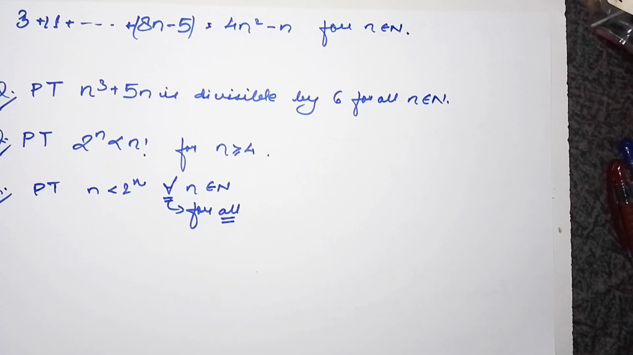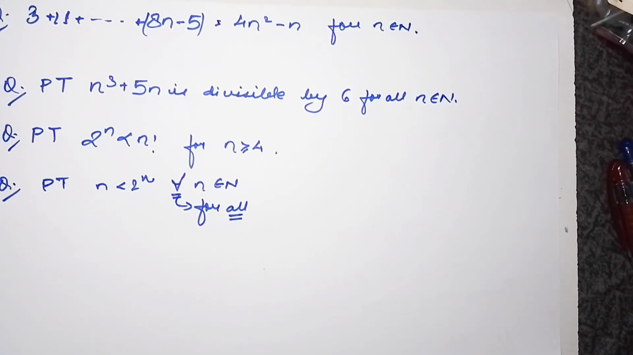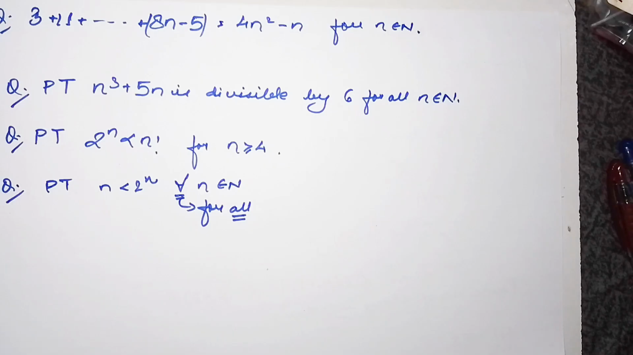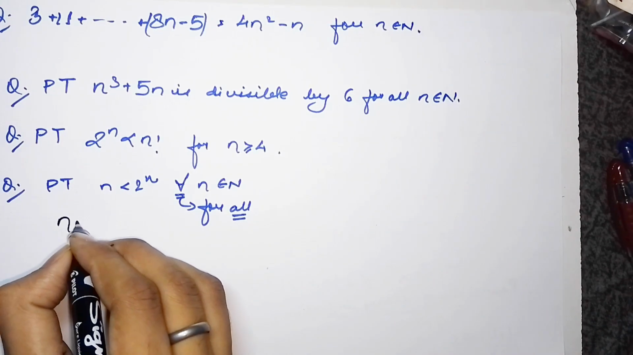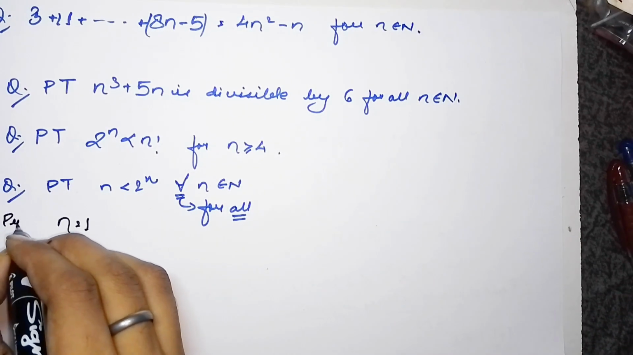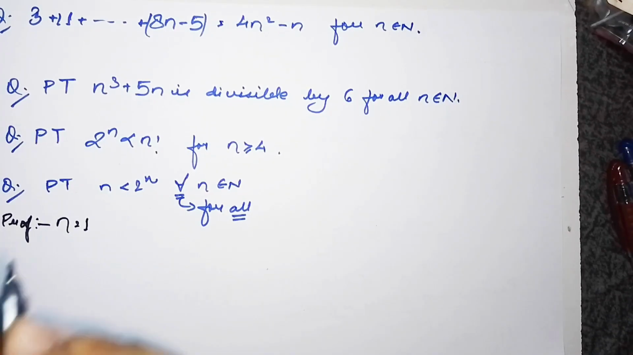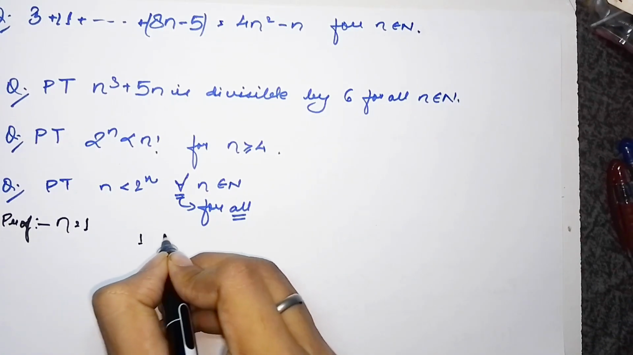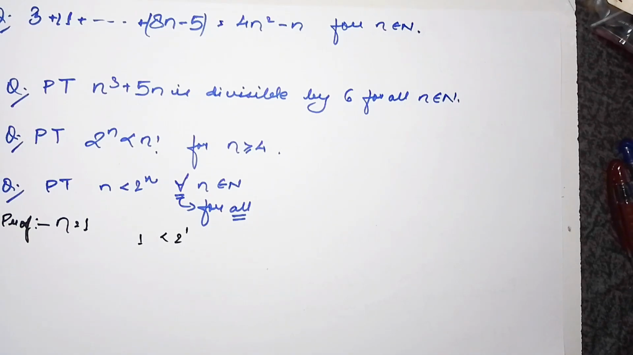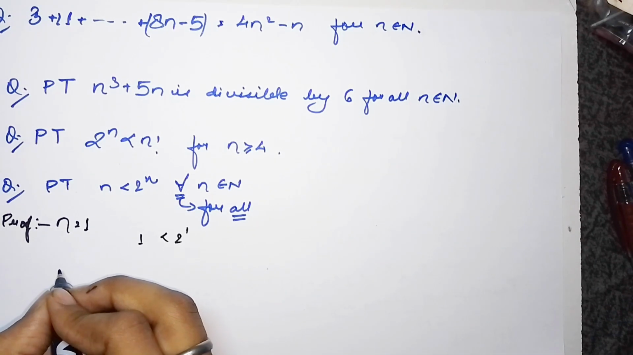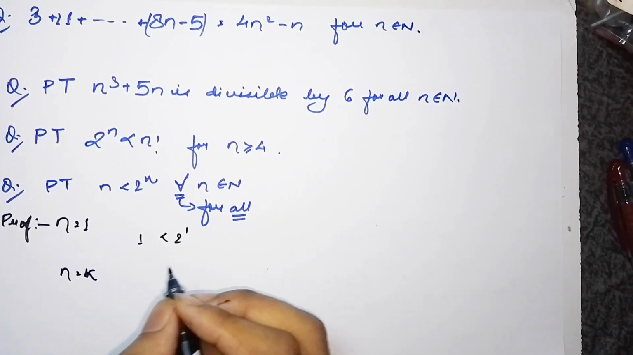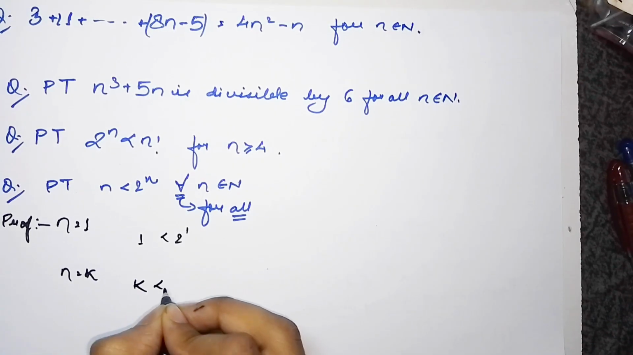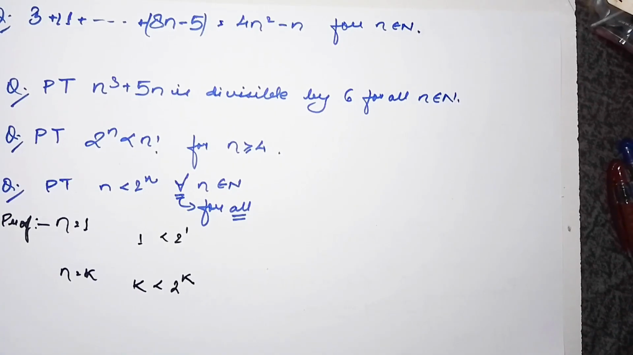Now when we move on to the solution of this particular problem, let's check whether this is true for n equal to 1 or not. So for n equal to 1, what do we see? We see that n, that is 1, is indeed smaller than 2 to the power 1. So it is true for n equal to 1. Now let it be true for some n equal to k. Then we have k is smaller than or equal to 2 to the power k.